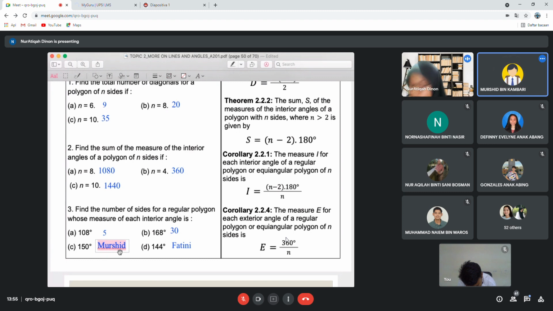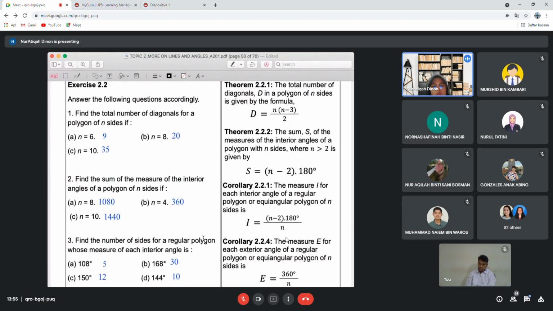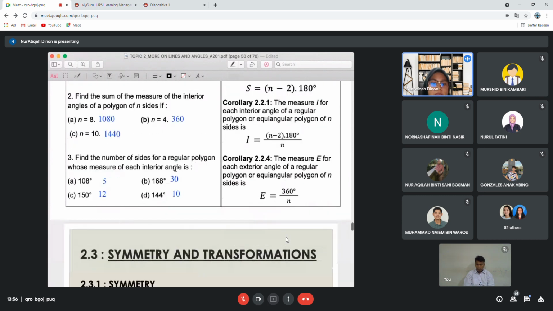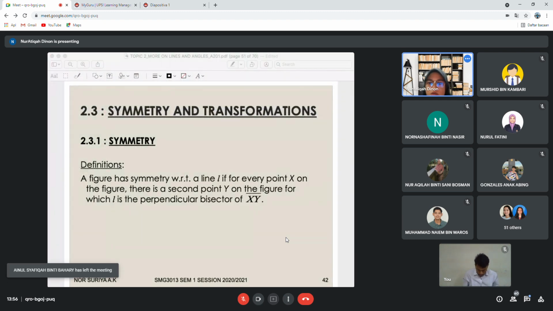12. Okay. And then last one, Fatimi. Value of n equals 10. Okay, it's quite easy, this one. So, congratulations, everyone. Next, we're going to move to a new subtopic, which is symmetry and transformations.